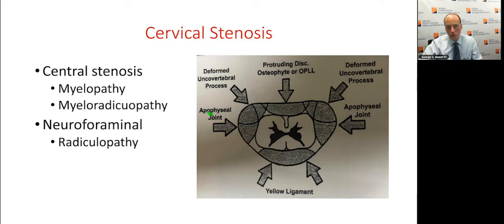The facet joints, also called the apophyseal joints, will overgrow as a response to the arthritis and press on the spinal cord in a more medial direction centrally. And then as the disc loses its height, the yellow ligament actually will buckle in the back and cause pressure from the back inward. So you can really get deforming forces from circumferentially around the spinal cord that cause stenosis.